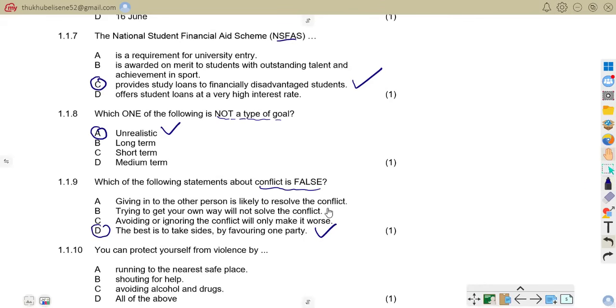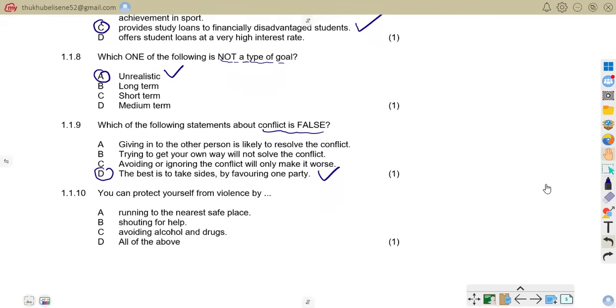Now let's quickly go to 1.10. You can protect yourself from violence by, with the four given options: running to the nearest safe place, shouting for help, avoiding alcohol and drugs, all the above. The correct answer is D, all the above. So that is how to protect yourself from violence. Those are the answers for question 1.